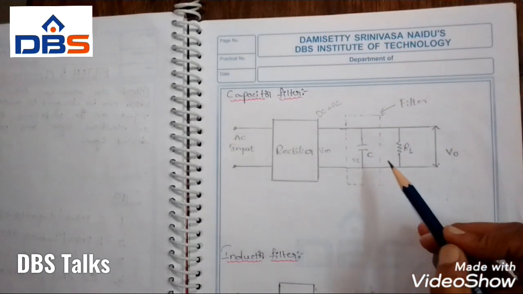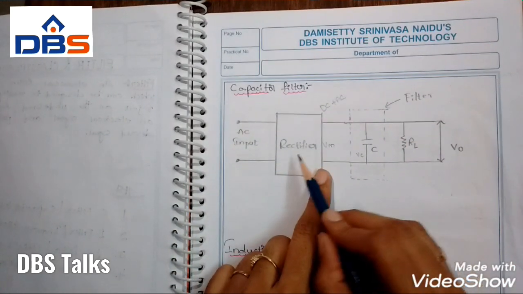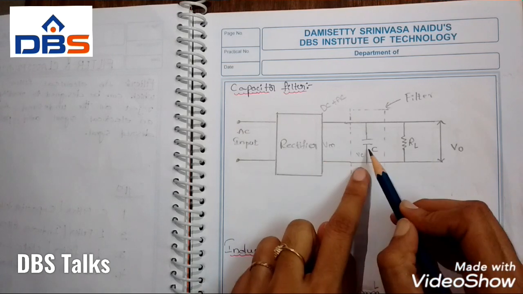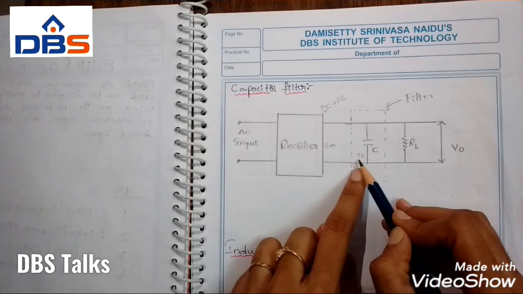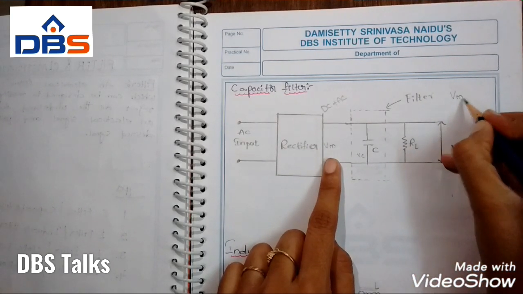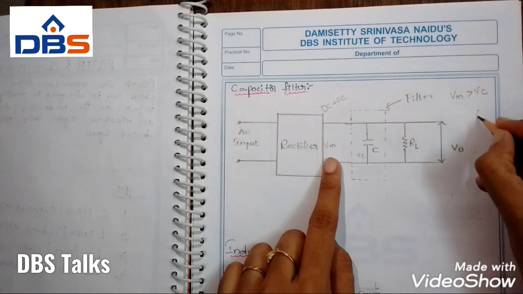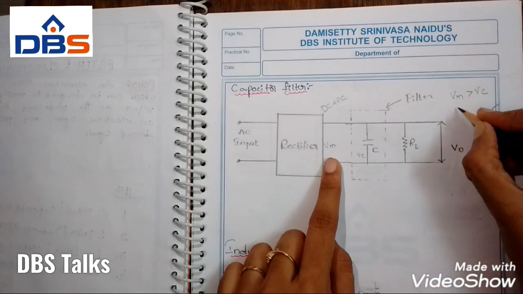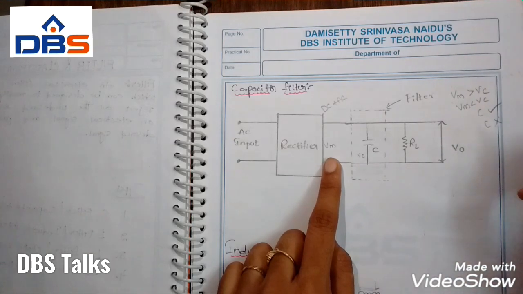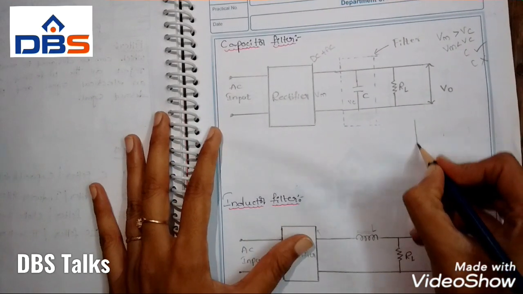What this capacitor is doing here is, the voltage which is present across the transformer I am considering as VM, and the voltage which is present here I am considering as VC. If VM is greater than VC, then the capacitor charges. If VM is less than VC, then the capacitor discharges. I will draw the waveforms, then it will be easy to understand.